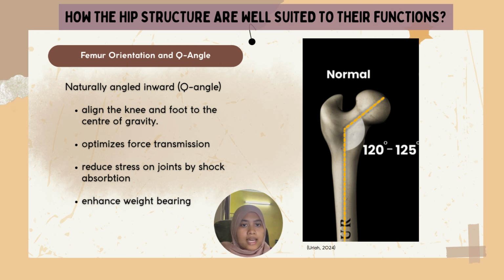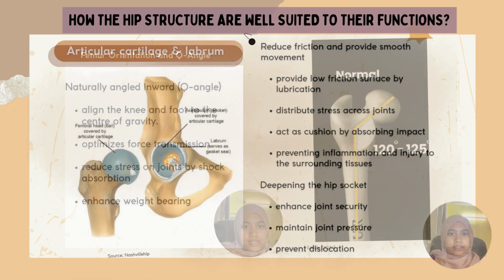Next, the hips enhance weight-bearing capability, which provides stability during standing, walking, and other dynamic activities. Its structure allows weight to be evenly spread across the lower limbs, reducing localized pressure points. This design ensures long-term support and minimizes wear on surrounding articular cartilage and labrum.